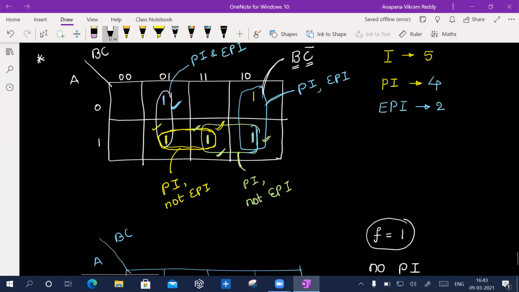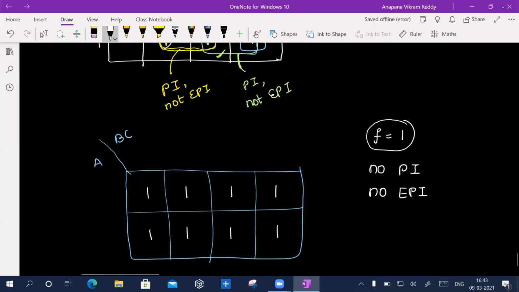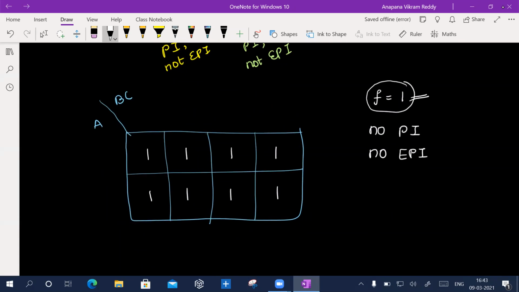I have some variables like that in PI or EPI. But in this case, F is equal to 1. There are no variables at all. All variables got eliminated. Right? When there are no variables to be shown, then simply take no PI, no EPI. F is equal to 1, that's it. F is equal to 1, no PI, no EPI. Very simple. There is no big deal in that.